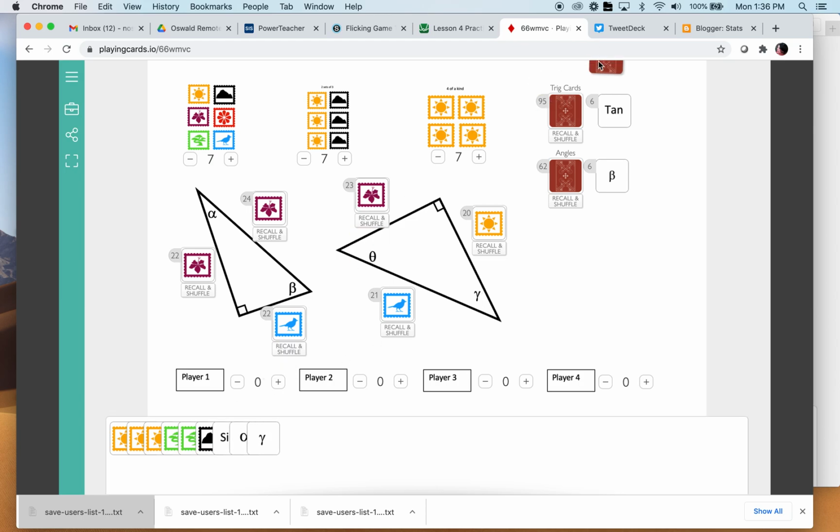Tangent! All right. Tangent. Gamma is opposite over adjacent. Okay, I have 4 of these, so I'm going to discard them. I'm just going to put them up here, I guess. So 4 sun stamps. Okay, and that's worth 7 points. So I'm going to give myself 7 points.